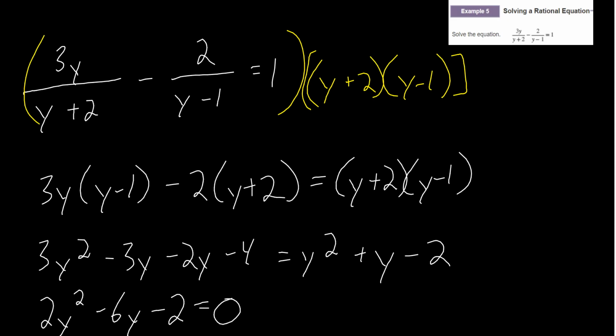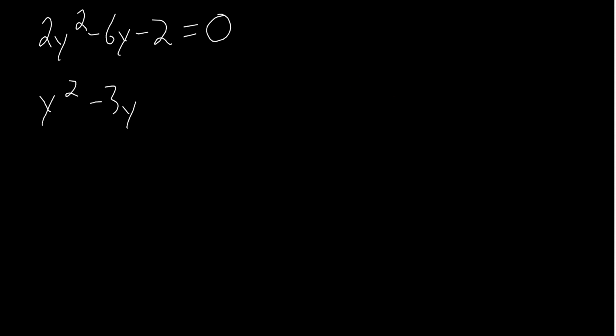So we've got 2y squared minus 6y minus 2 is equal to 0. We can factor this. Before we factor, let's go ahead and divide everything by 2. If we divide everything by 2, we end up with y squared minus 3y minus 1. Is it easy to factor? Well, no, it's not actually easy to factor. So we're going to do the quadratic formula here, because we can't factor this at all.